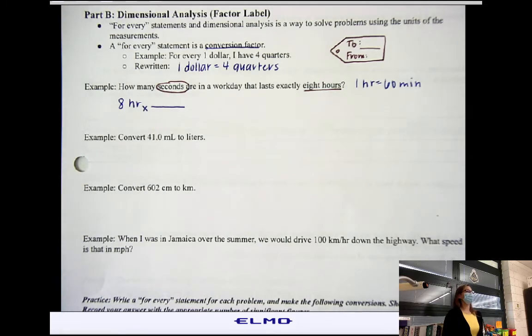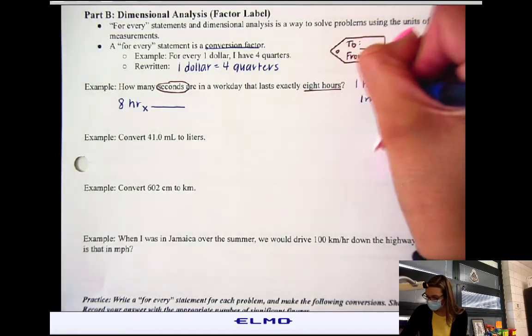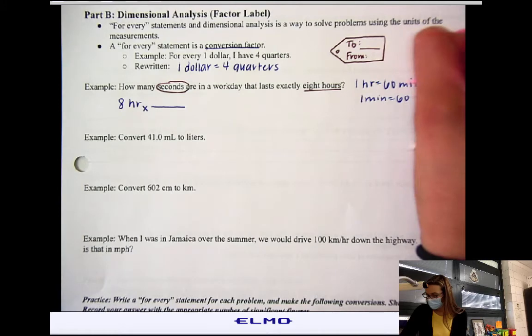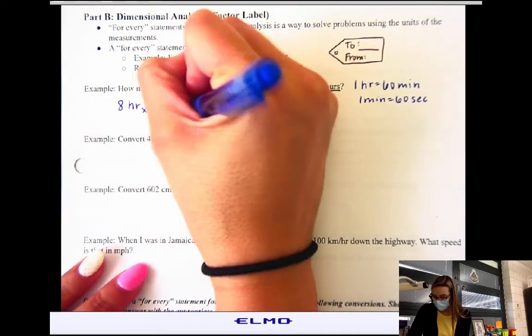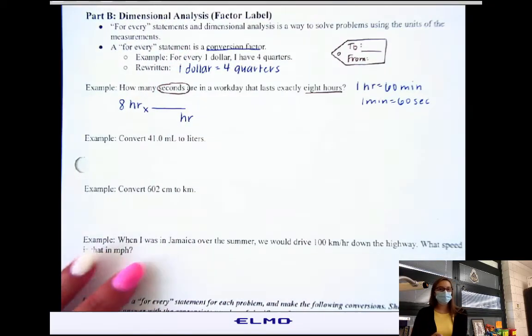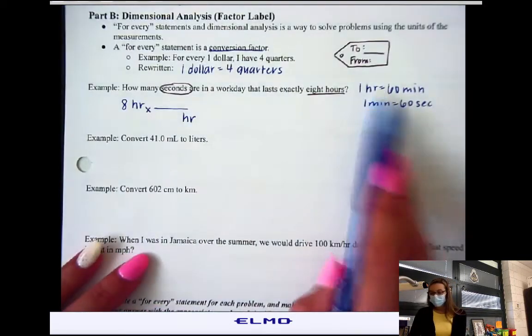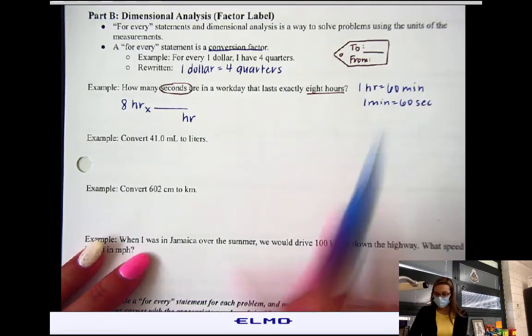Okay, well now I have minutes. What's something else we might know with minutes? 1 minute is 60 seconds. 1 minute equals 60 seconds. So you just figured out the conversion factors that we need to go from hours down to seconds. Now here's how we set it up. I want to go from hours, and I know that I have to go to minutes to use that conversion factor.